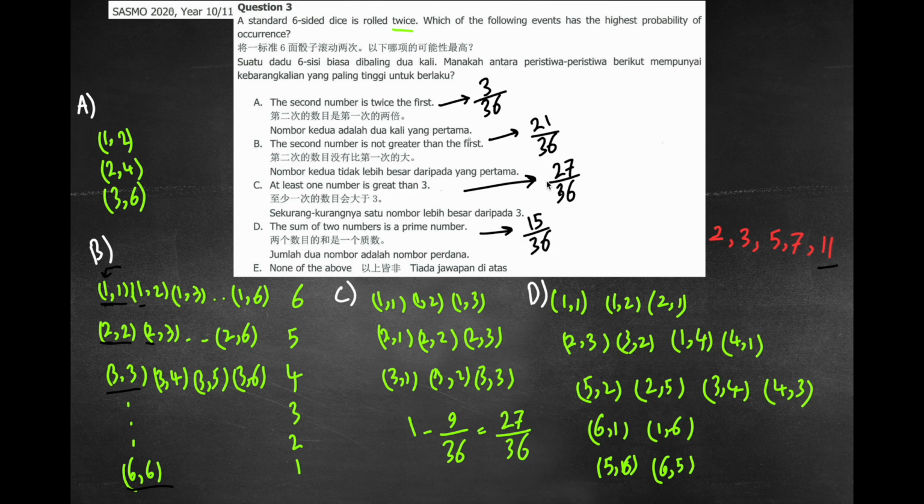And since they asked for the greatest probability, it's going to be answer choice C, which is 27 over 36. And that's the final answer.